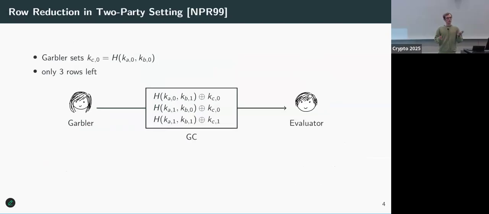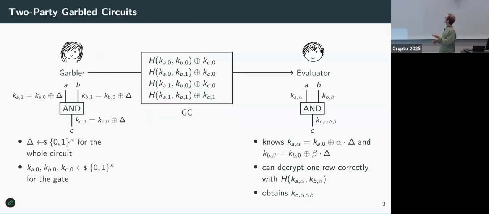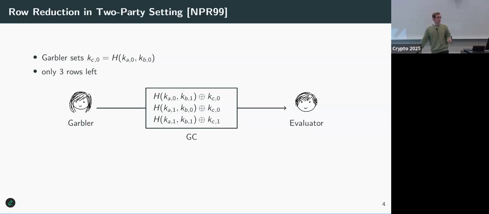And to reduce this, this is called a row reduction. And in the two-party setting, this was already studied by Naor et al. in 99. And they observed that instead of choosing this wire label uniformly at random, they choose it as a function of the input labels, in particular like this. So if they choose it as this term in a simplified way, then you can see that for the first term, everything cancels out. And this is a 0, so we don't need to send it. And this will mean that we have only 3 rows left, so we have reduced the circuit size.